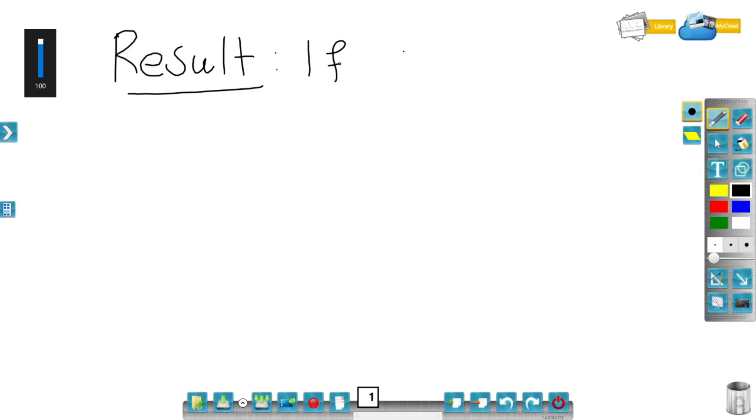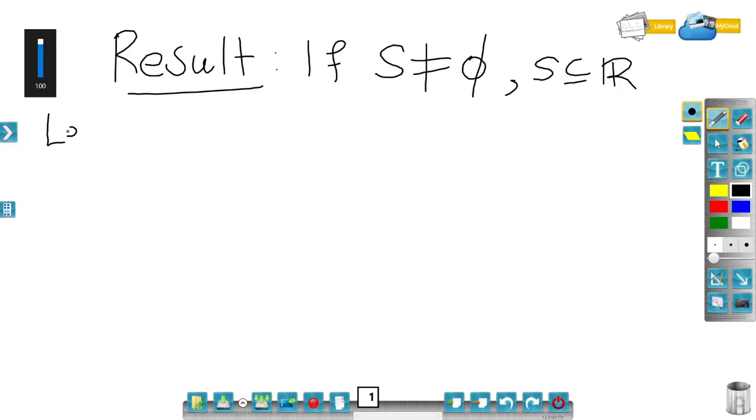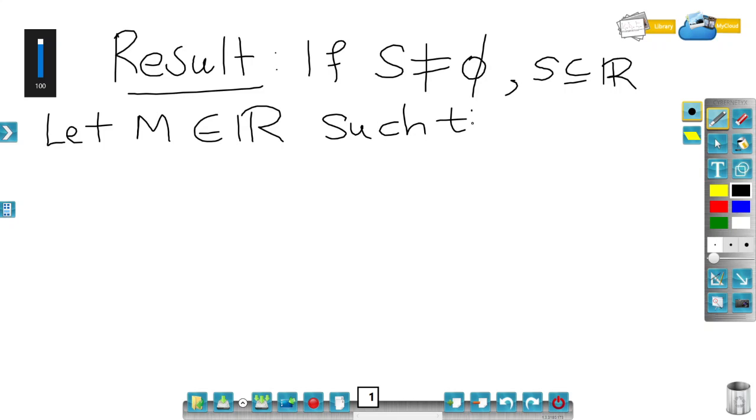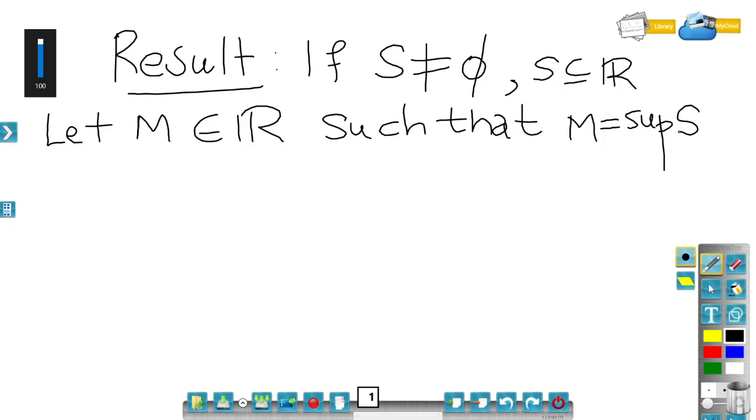If S is a non-empty set, S subset of R, so let M belongs to R such that M is equal to supremum of S, then M is unique.